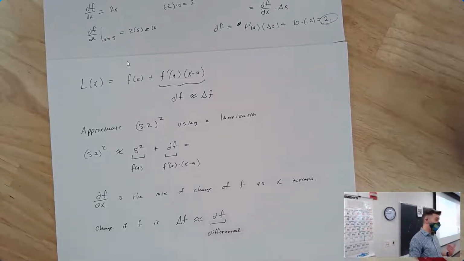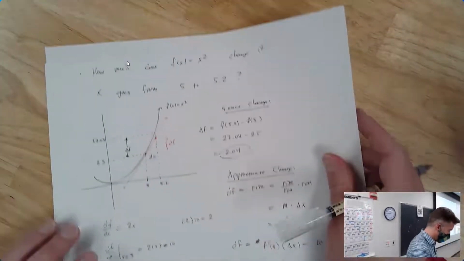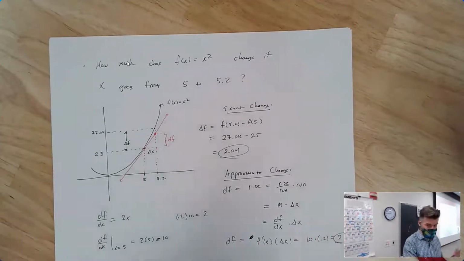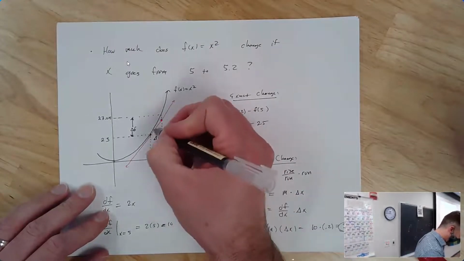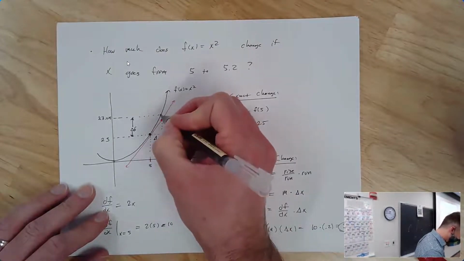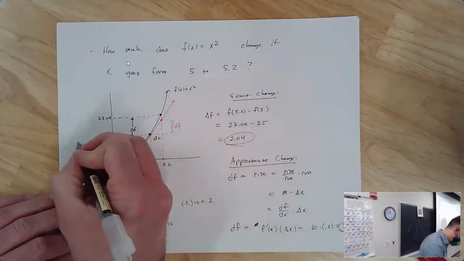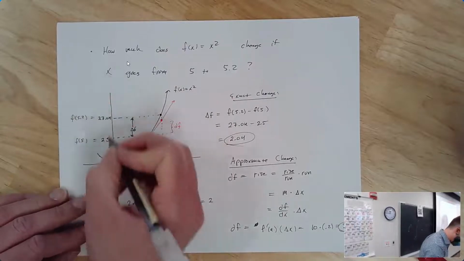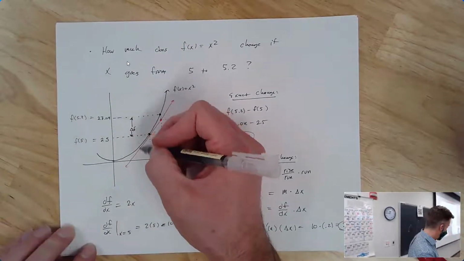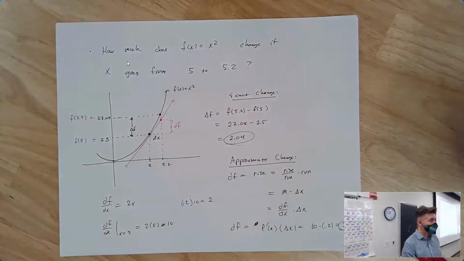Well, because they're not equal to each other. So if we go back to this picture here, you're asking a really good question. The actual change in f from here to here is that difference from there to there. It's f of 5.2 minus f of 5, and that is the actual change in the function value. But the differential is an approximation of that.